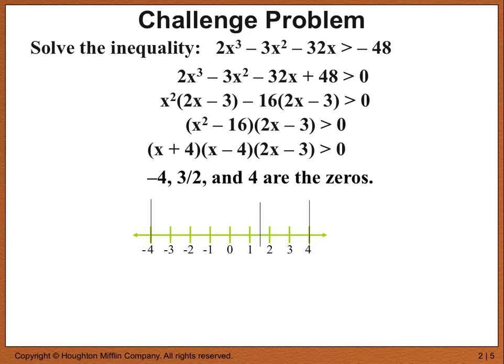So we draw some vertical lines. This is where the vertical lines come in. What the vertical lines do is they divide the number line into intervals, and the vertical lines, as you can see, go right through where the zeros are. Now that's because the zeros indicate where a function changes sign.